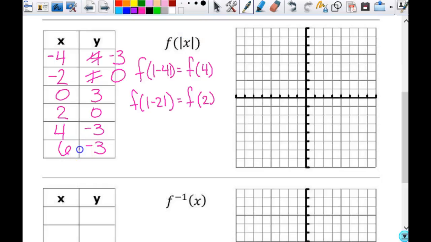Exactly. So these are the same, exactly the same, right? When you plug in the negative, you're actually evaluating the positive, so it has to match up with these down here. Okay, does that make sense?